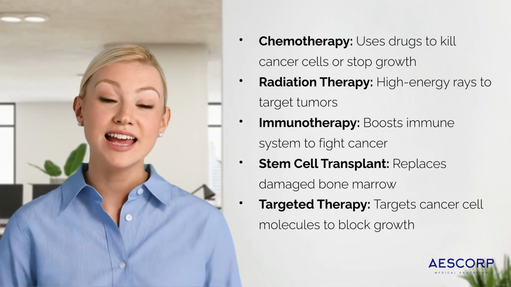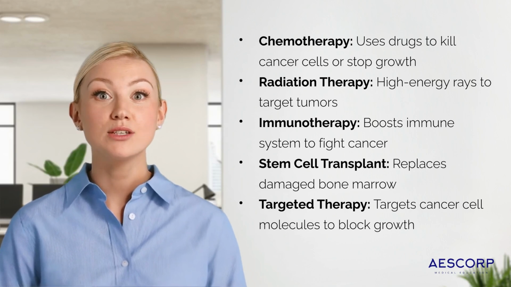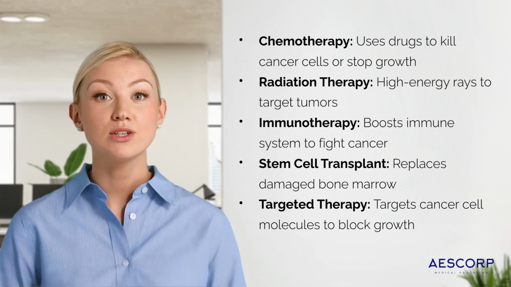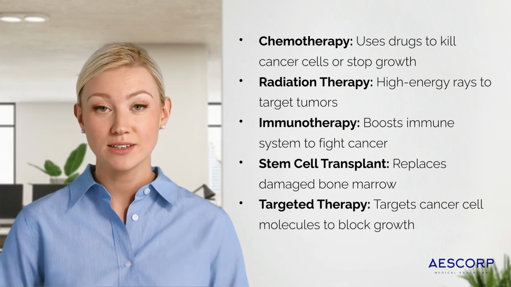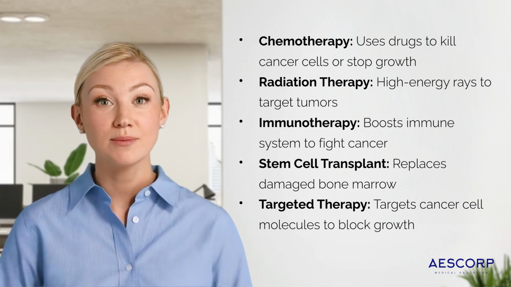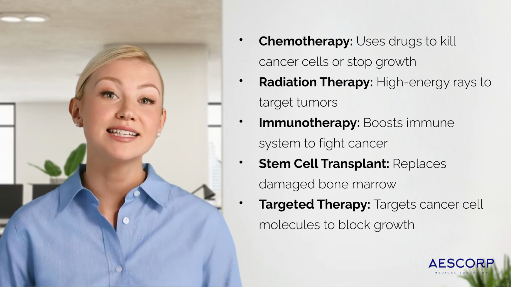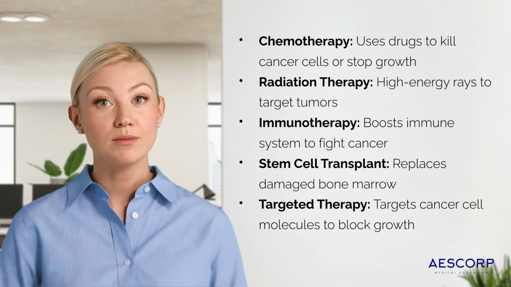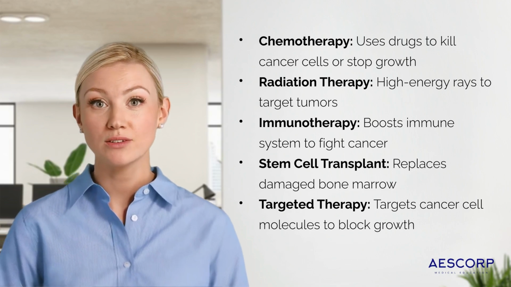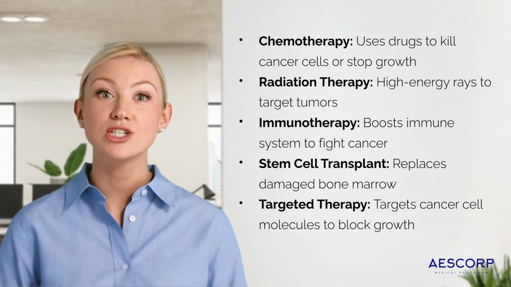Treating blood disorders and cancer often involves a combination of approaches. Chemotherapy uses powerful drugs to kill cancer cells or stop their growth. Radiation therapy uses high-energy rays to target and destroy cancer cells. Immunotherapy, a treatment that helps your immune system fight cancer more effectively. Stem cell transplant replaces damaged bone marrow in diseases like leukemia. Targeted therapy, a treatment that targets specific genes or proteins in cancer cells to block their growth. The right treatment depends on the type of cancer or blood disorder, as well as the patient's overall health.